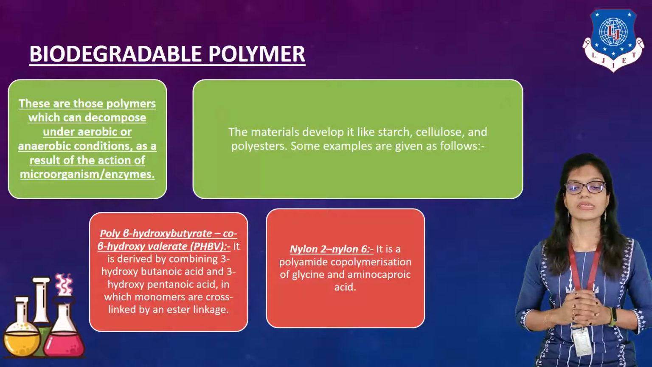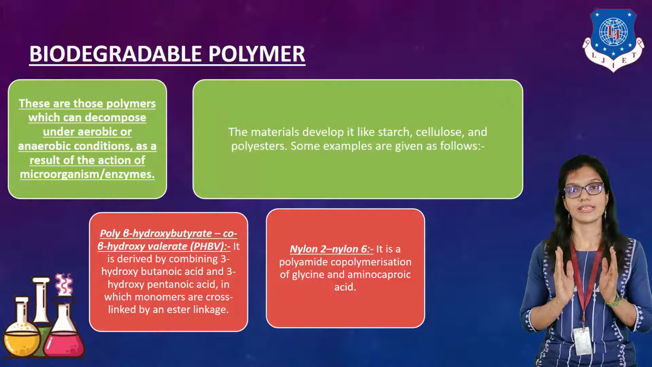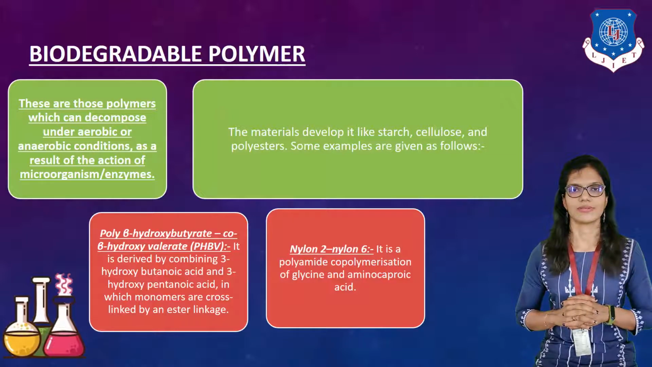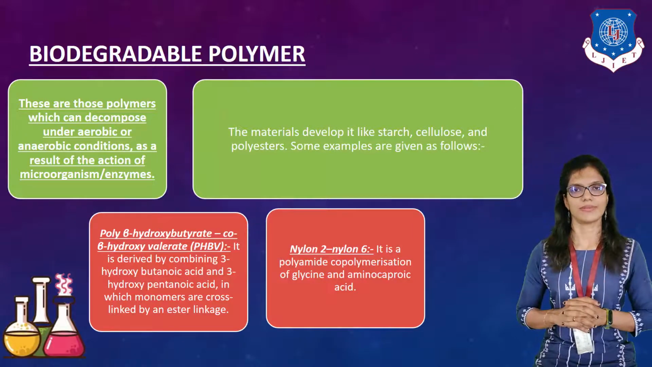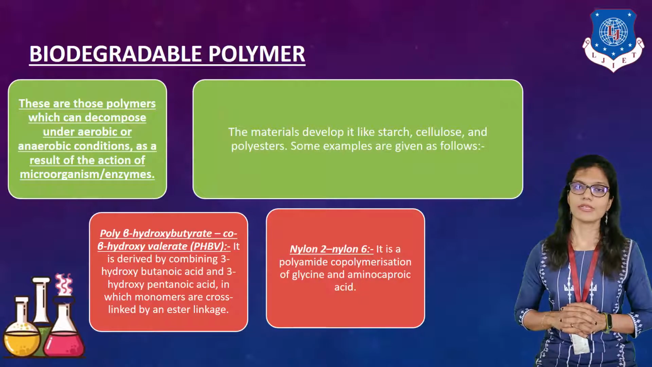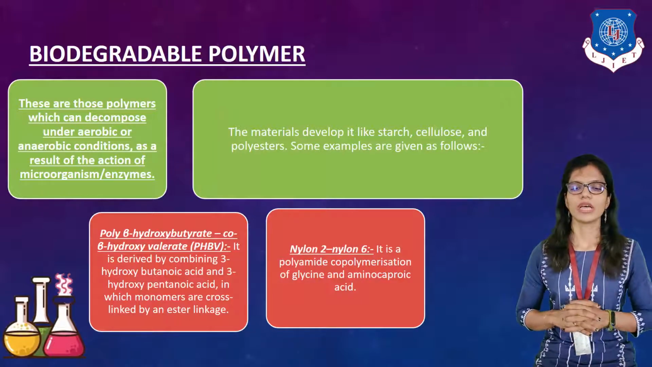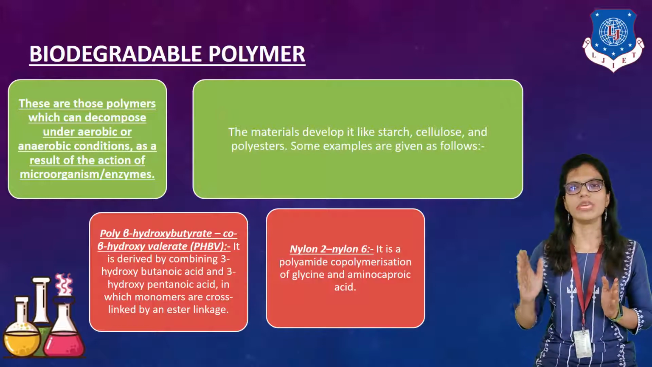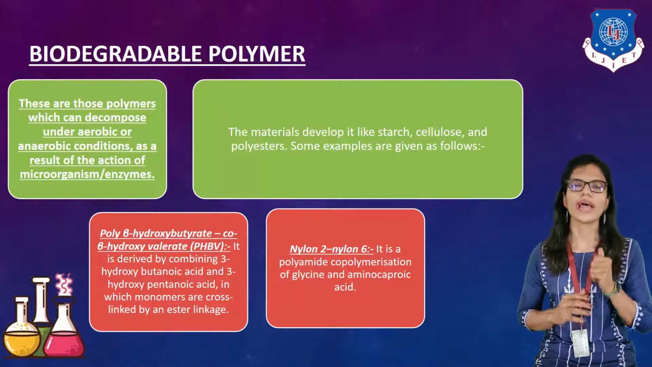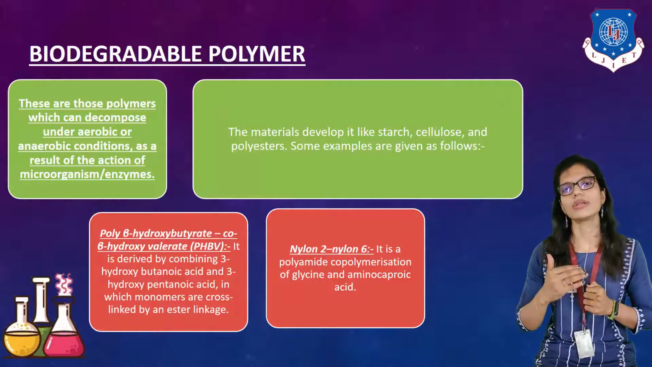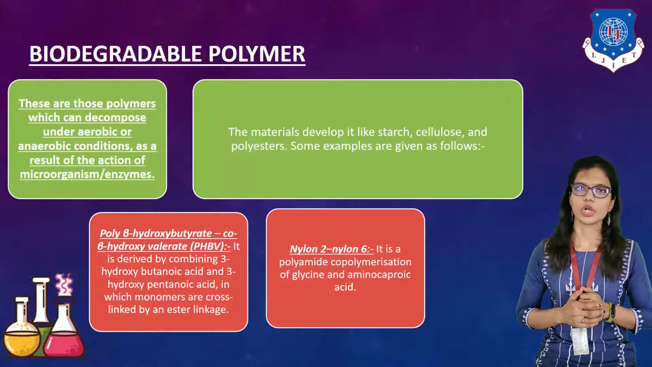Okay, the materials developed like starch, like cellulose and polyesters, are considered the best biodegradable polymers. Now, some of the examples of biodegradable polymers are given below. The first one is poly-beta-hydroxybutyrate-co-beta-hydroxyvalerate, also known as PHBV, and another one is nylon 2 nylon 6, not nylon 6:6, it's nylon 2,6. So let's take a look at them.